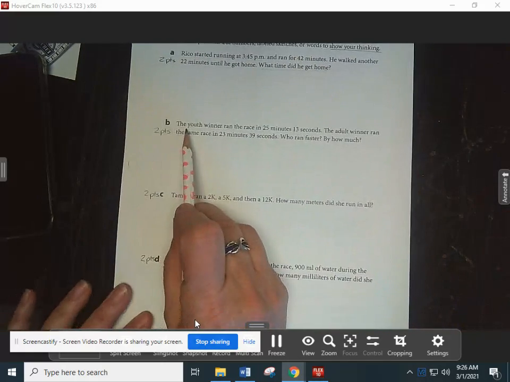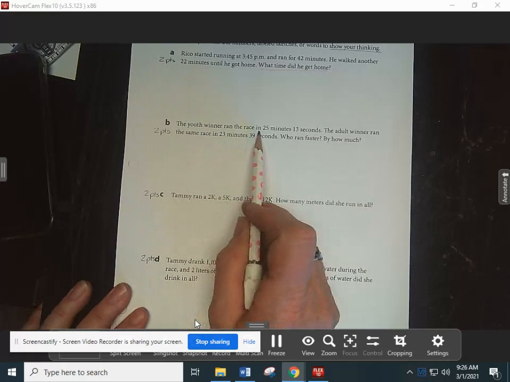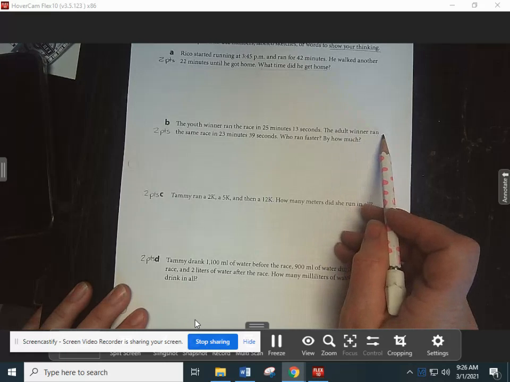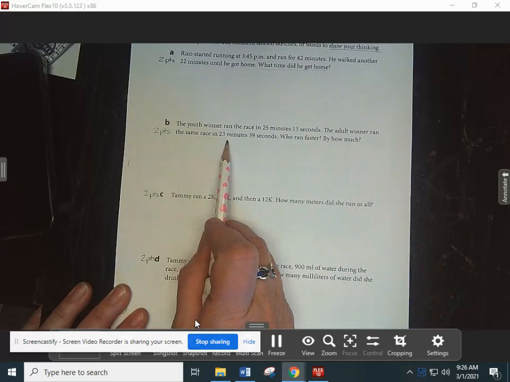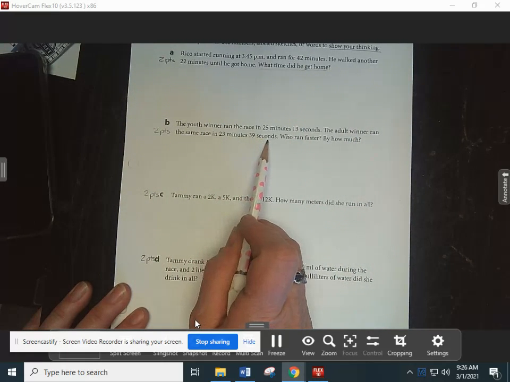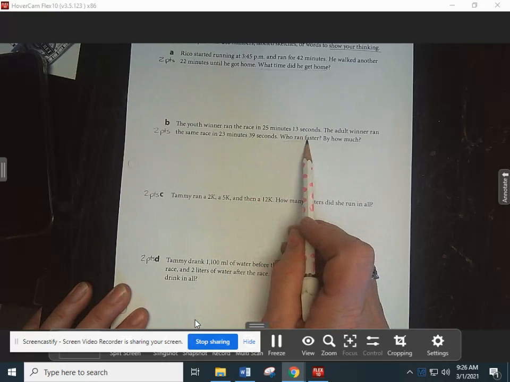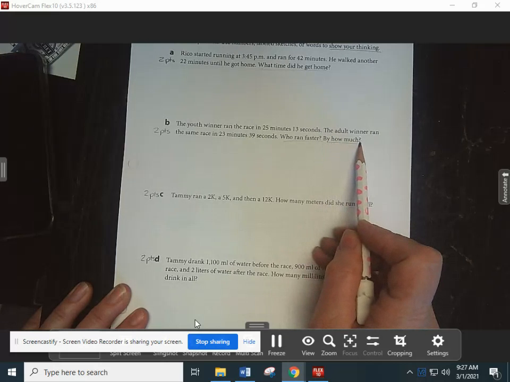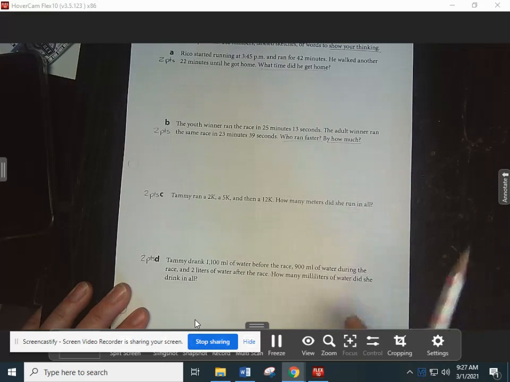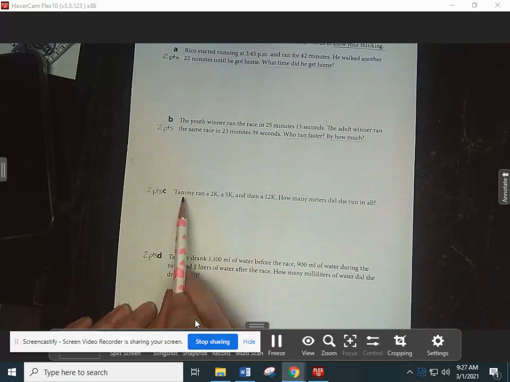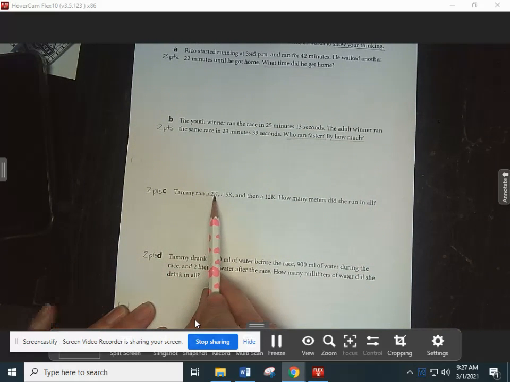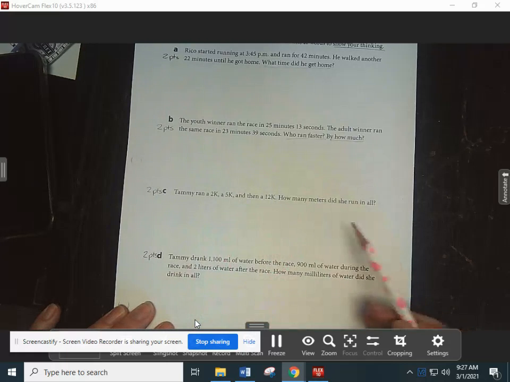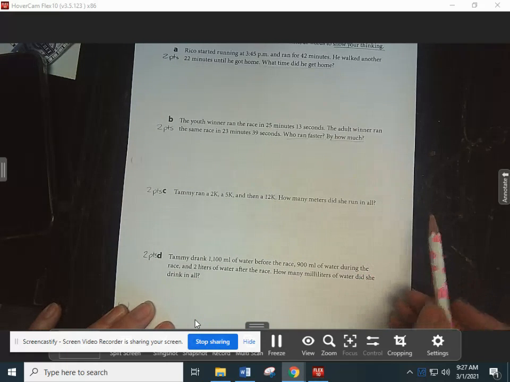Letter B. The youth winner ran a race in 25 minutes, 13 seconds. The adult winner ran the same race in 23 minutes, 39 seconds. Who ran faster? There's your first question you answer. And then your second question, by how much? 2 answers there. Now we have Tammy, who ran a 2K, a 5K, and then a 12K.